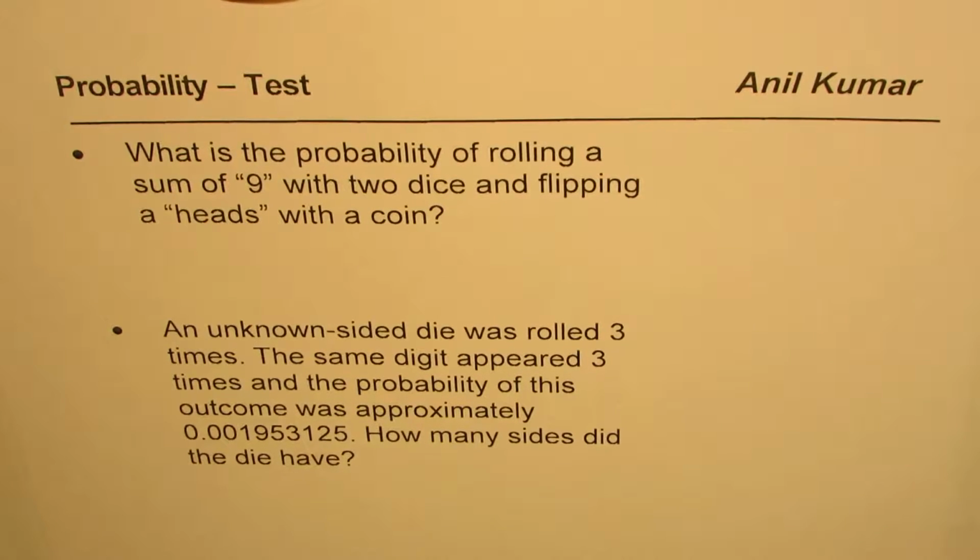The first one is, what is the probability of rolling a sum of 9 with 2 dice and flipping a head with 1 coin? The second one is, an unknown sided die was rolled 3 times. The same digit appeared 3 times, and the probability of this outcome was approximately 0.001953125. How many sides did the die have?